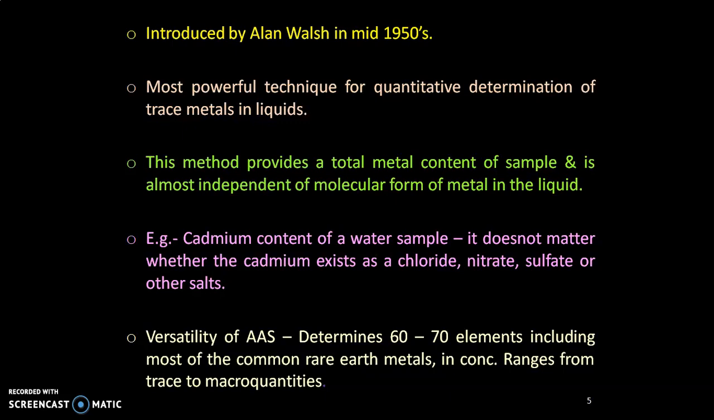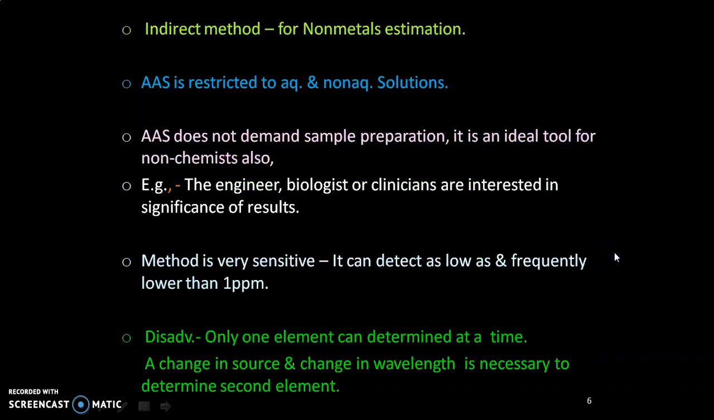Versatility of atomic absorption spectroscopy. It is helpful to determine 60 to 70 elements, including most common rare earth metals. It determines from few concentration ranges down to micro quantities. It is helpful for determining the non-metals also by indirect method. Atomic absorption spectroscopy is restricted to aqueous as well as non-aqueous solutions.